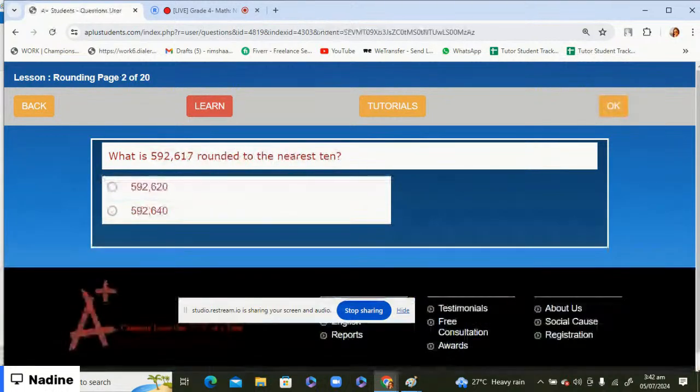Okay, 592,617 rounded to the nearest tenth. What is the tenth place? 1 is in the tenth place. You check 7. This 7 is greater than 5. So this can be changed into 592,620.